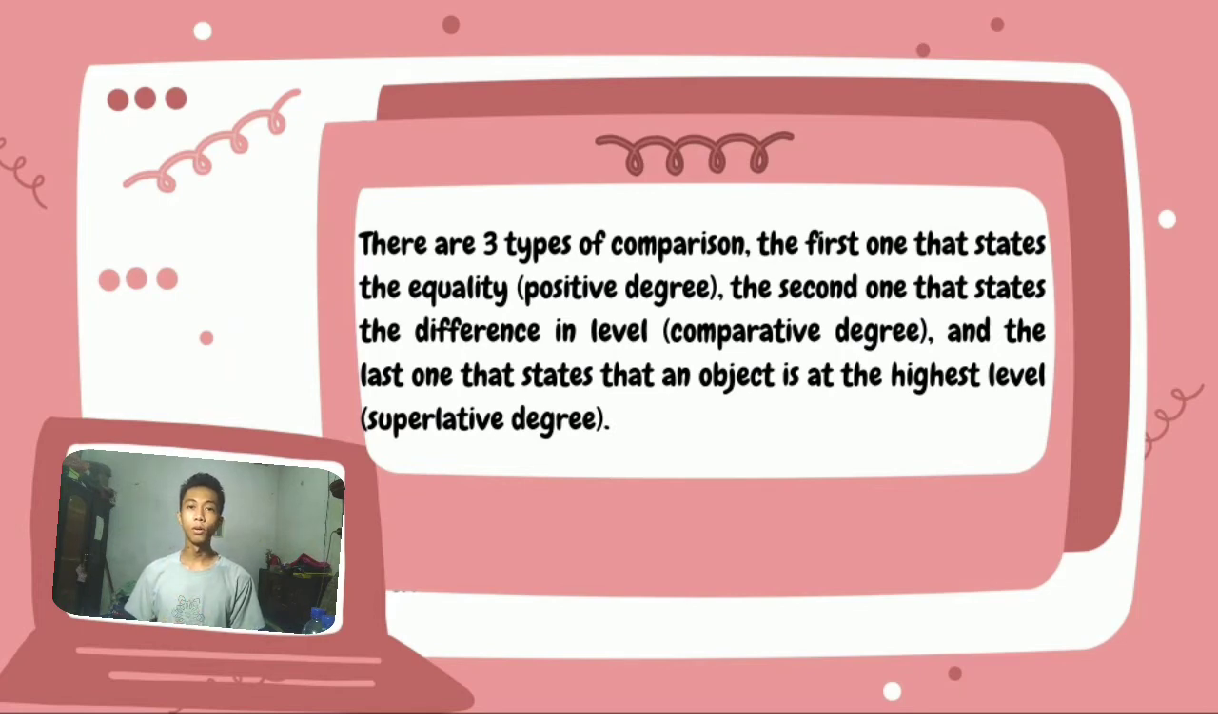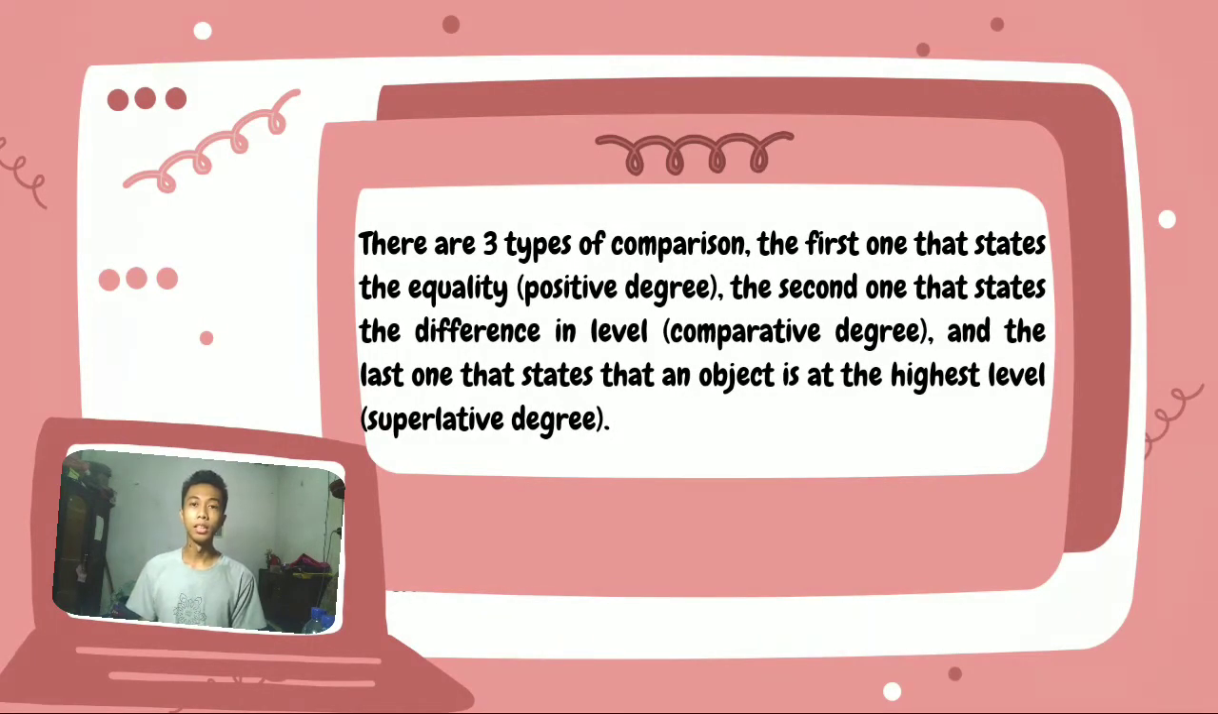There are 3 types of comparison. The first is the one that states equality, which we call positive degree comparison. The second is the one that states a difference in level, which we call comparative degree comparison. And the last is the one that states an object is at the highest level, which we call superlative degree comparison.